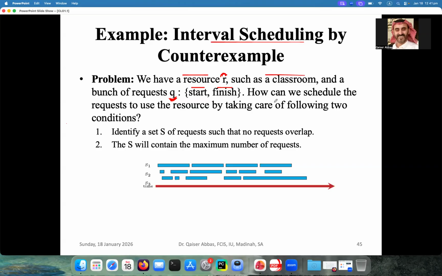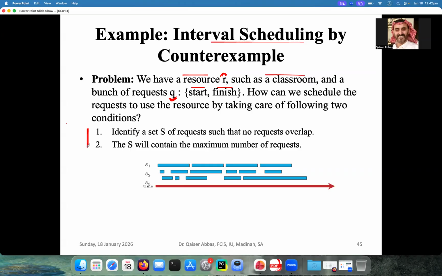The question is, how can we schedule these requests to use the resources by taking care of the following two conditions? So now we have to schedule these resources, which are classrooms, according to the requests, and according to these two conditions. I have only made this slide a little bit shorter, nothing else. If you see this slide on the blackboard, I have reduced one comment from it.